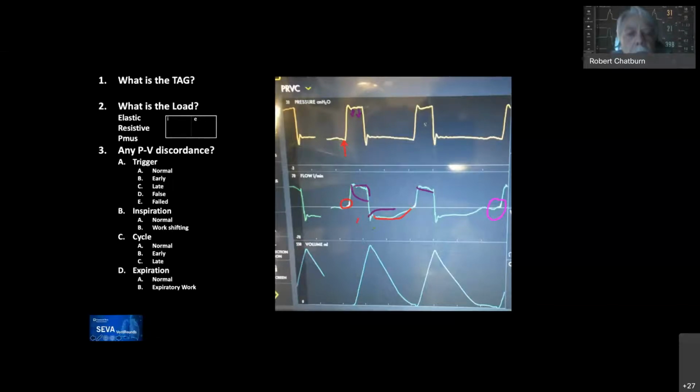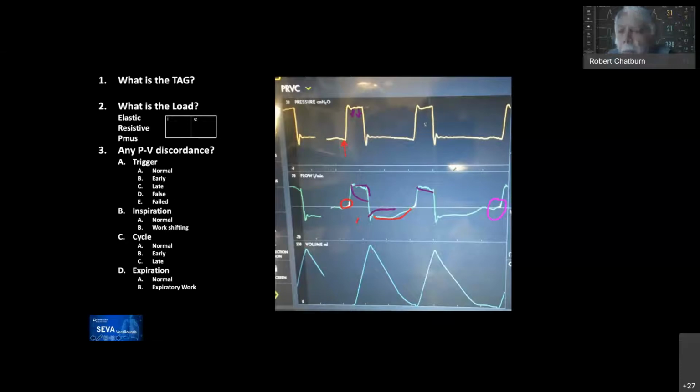Yeah, I agree. And Ariel mentioned there's some air trapping. There might be. It's really hard to say when somebody has active exhalation. You can't grade that. And it's hard to say anything about mechanics when the waveform is so distorted by the Pmus. Absolutely. Any other comments from the audience or from Rob?